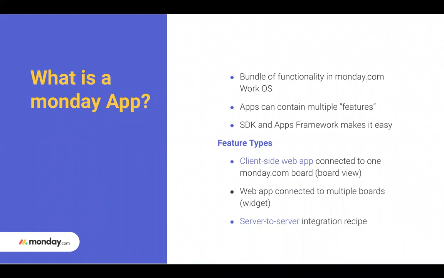Our software development kit and apps framework makes it easy. Today, we're going to walk through all the components in our software development kit to make this happen. There are 2 different feature types that we support right now. From a developer standpoint, it's 2 types of features. From a user standpoint, it's really 4.